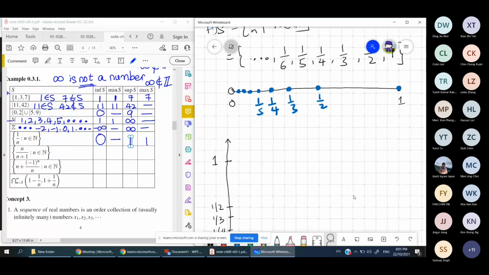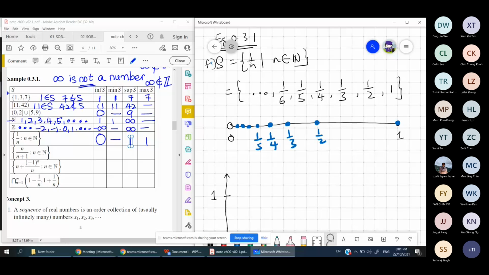Okay, so S is the set of 1 over n. Take notes for it. So there's not only one element, we have infinitely many elements. You can substitute n equals 1, 2, 3, and so on. So we have 1 half, 1 over 3, 1 over 4, and so on. That means S actually has infinitely many elements here.